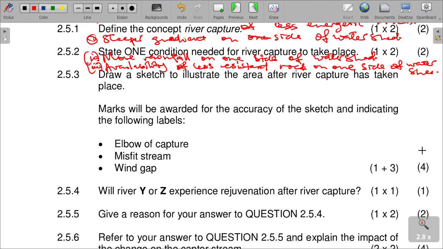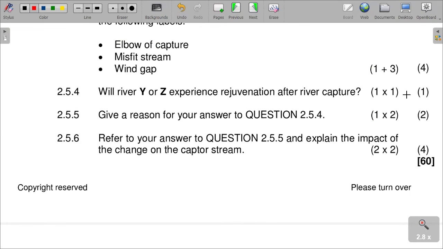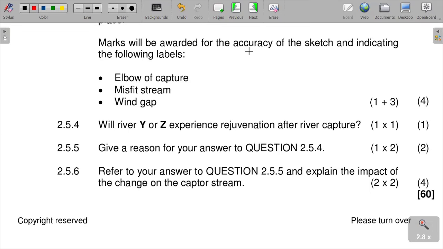Sketch. Draw a sketch to illustrate the area after river capture has taken place. Marks will be given to those. I can just quickly show the processes of river capture. Draw a diagram illustrating river capture. I can just quickly make a sketch here, which can be something like this.